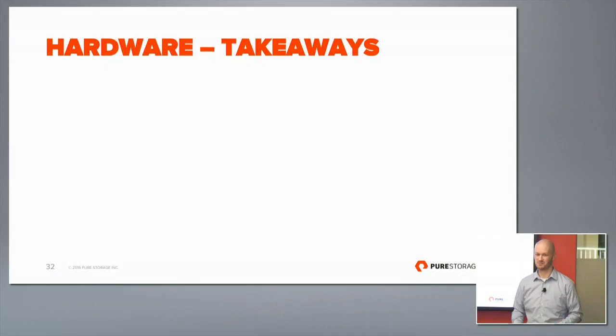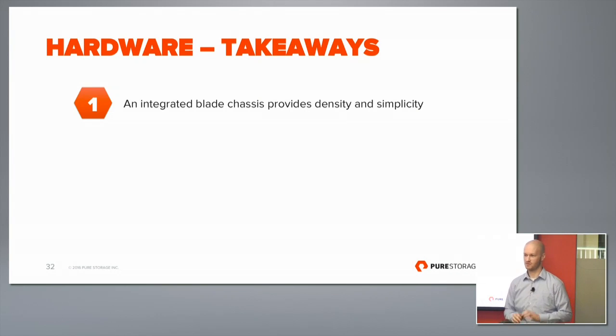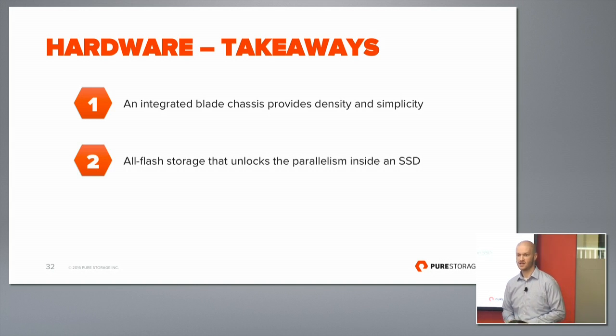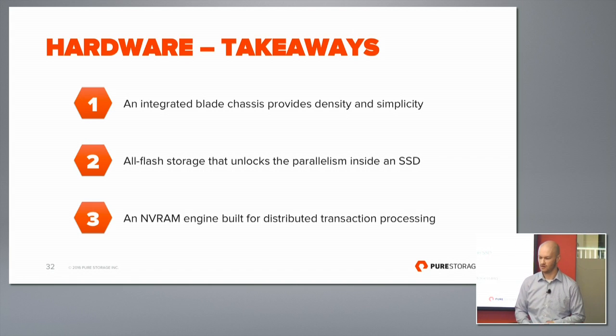So, I hope I've thrown a lot of content at you. I hope it made sense, but I really hope that you take 3 things away from the hardware section of our talk today. The first key takeaway is that we've built this integrated blade chassis to provide density and really simplicity of deployment and management. The second is an all-flash storage unit that unlocks the parallelism and underlying capacity that we can get from the flash that's normally locked away inside an SSD. And the third is, and forgive me, I have to get some of the details from Rob, the NVRAM engine that we built to provide large amounts of NVRAM and this distributed transaction processing acceleration that we get. Those are really what we think of as the 3 key things in our hardware architecture.